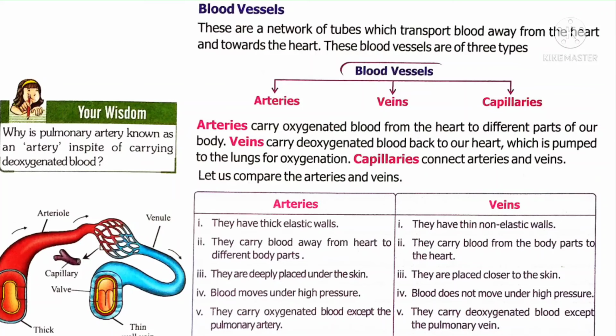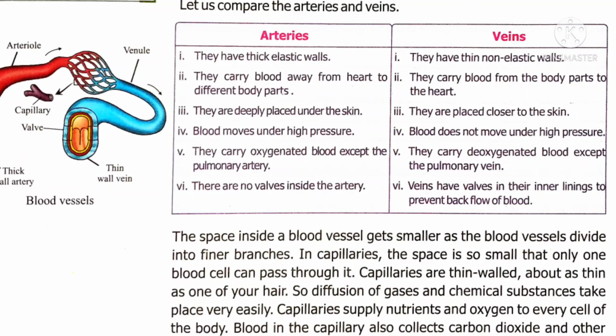And also, the space inside the blood vessels gets smaller as the blood vessels divide into finer branches. The space inside the capillaries is so small that only one blood cell can pass through it, and so the diffusion of gases and chemical substances takes place very easily. Capillaries supply nutrients and oxygen to every cell of the body. Blood in capillaries also collects carbon dioxide and other waste from the cells, and such capillaries join together at the opposite end to form veins. Veins carry blood with carbon dioxide and other waste back to the heart.